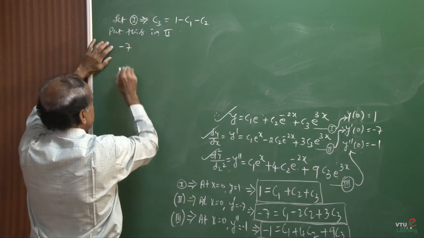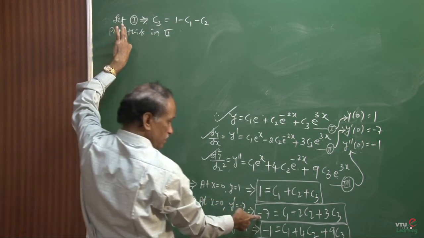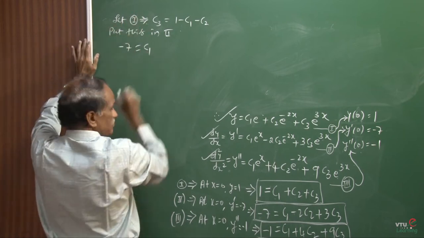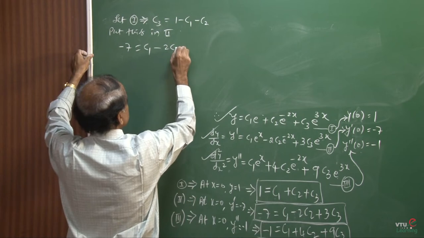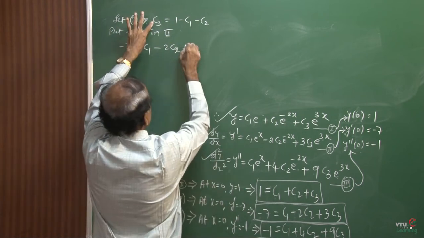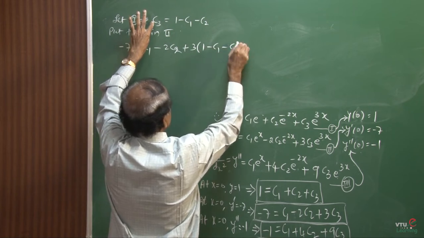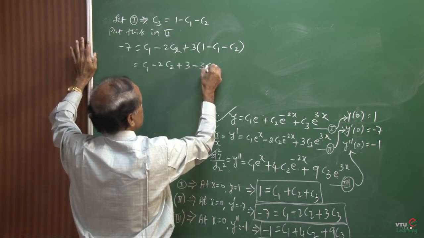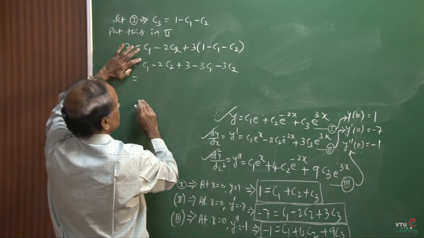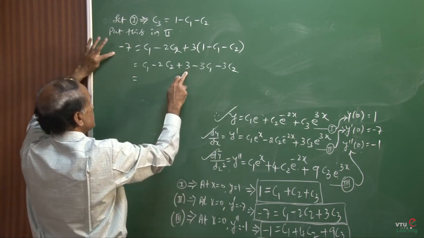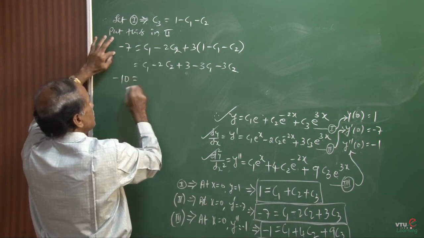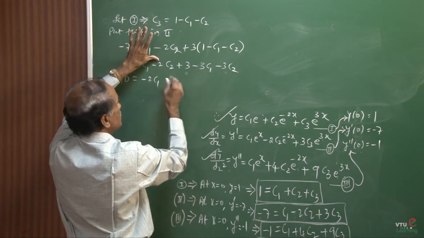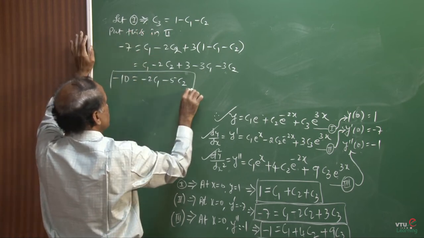Put this in the second. What happens? Minus 7 equals C1 minus 2 times C2, and in place of C3 you put 3 into 1 minus C1 minus C2. This is C1 minus 2 times C2 plus 3 minus 3 times C1 minus 3 times C2. Then this is also a constant, plus 3, you can bring it to the left side, plus 3 becomes minus 3, this is minus 10. Then C1 can be clubbed with this one, that is minus 2 times C1, and C2 can be clubbed with this one, minus 5 times C2. This is one possible equation.